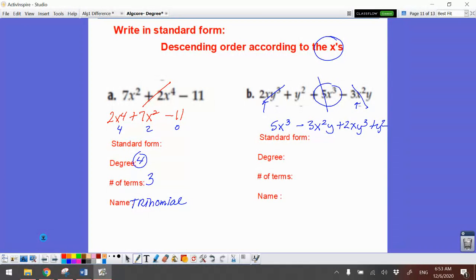Okay, now we have to figure out the degree. Well, I see that I have a power of 3. This one is a 3. This one is a 4, and this one is a 2. So who's biggest? It's the 4. So it's a degree of 4. How many terms are there? 1, 2, 3, 4. There are 4 terms. Okay, 4 different things that cannot be put together. And so this is going to be a polynomial because there is no special name for anything more than 3.